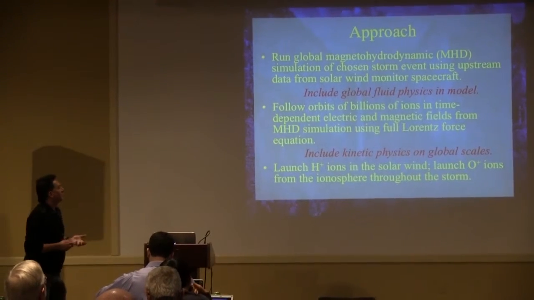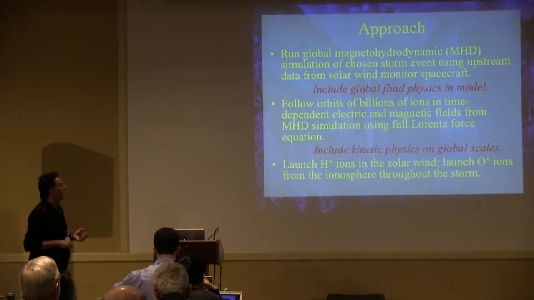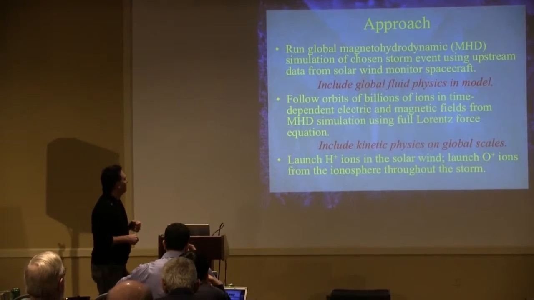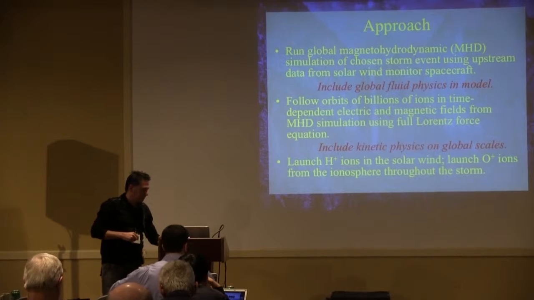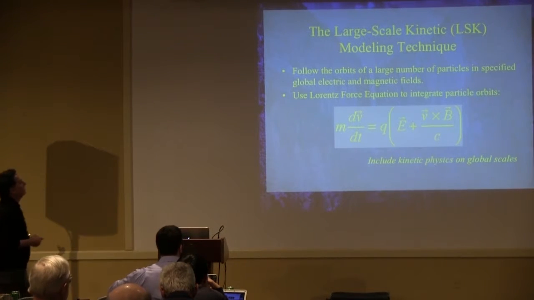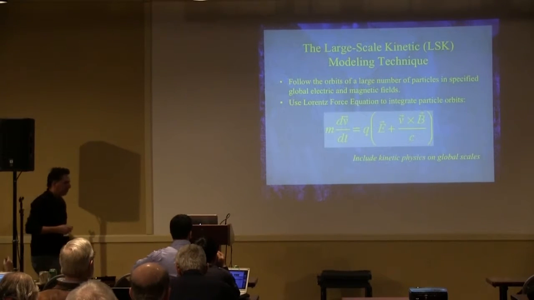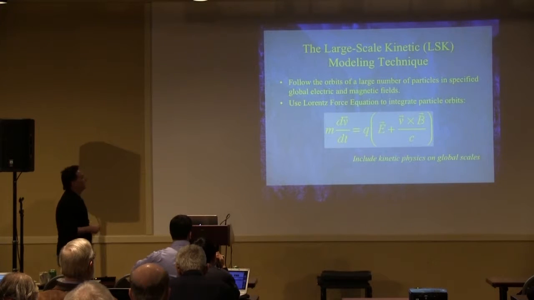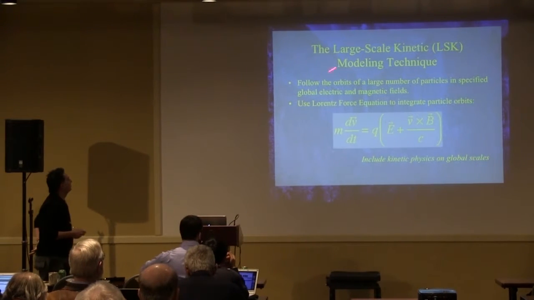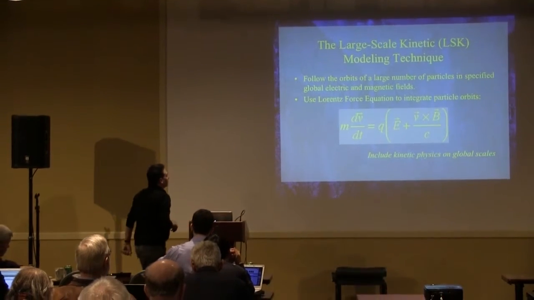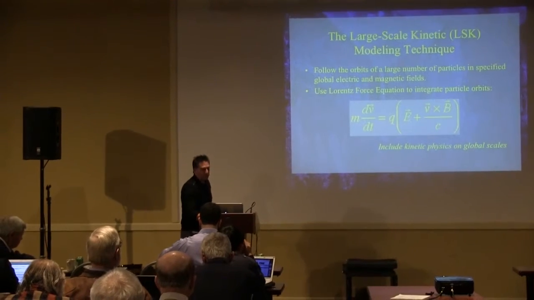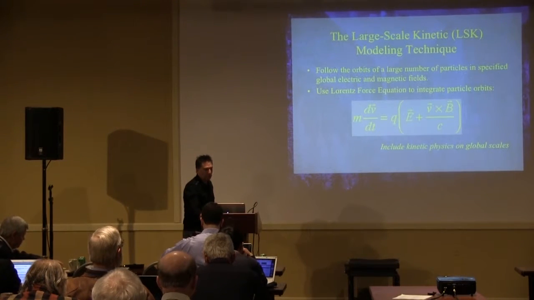And for the purpose of these studies, we launch H+ ions from the solar wind and O+ ions from the ionosphere. So the large-scale kinetic technique is nothing but particle tracing taken over a very large number of particles, and we use the Lorentz force equation to follow the orbits of the particles throughout their orbits. We don't switch back and forth.